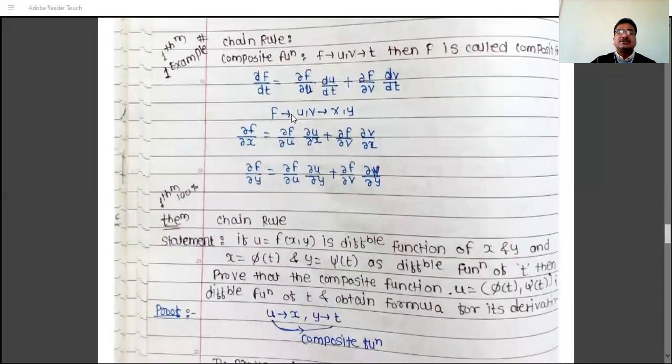The next part of the chapter is the chain rule. There are two forms of chain rule. We will see this theorem, the chain rule, in the next lecture.